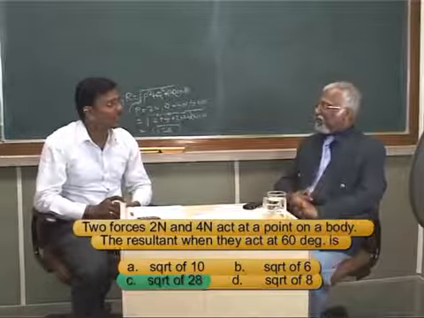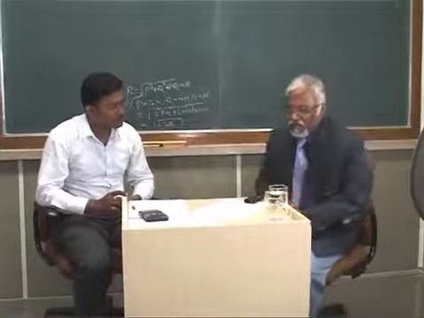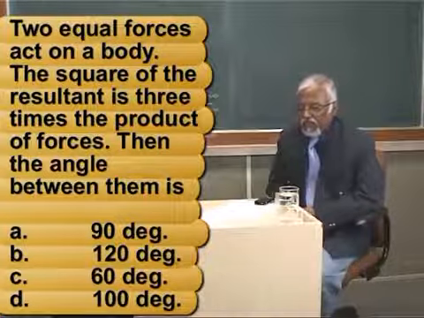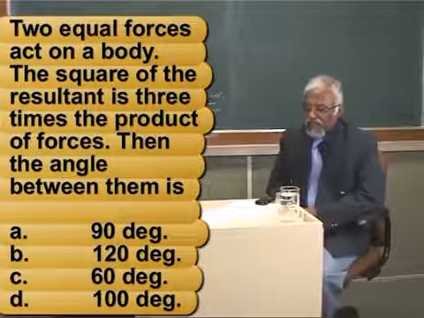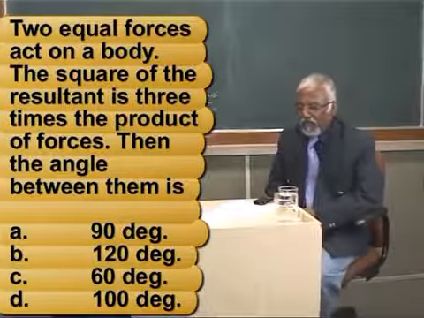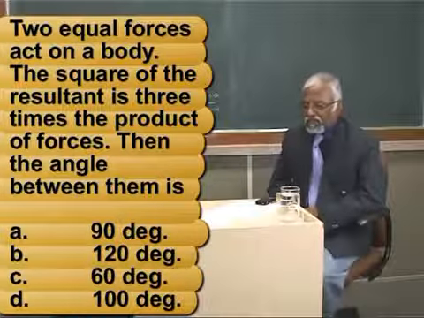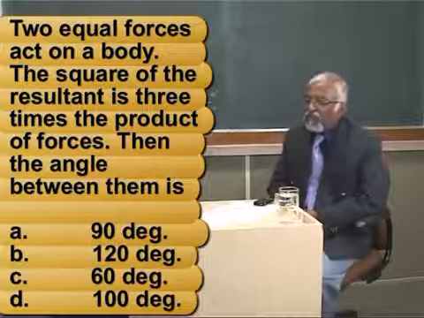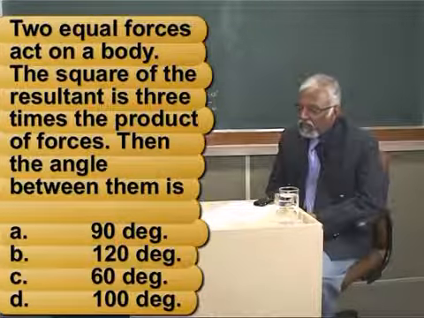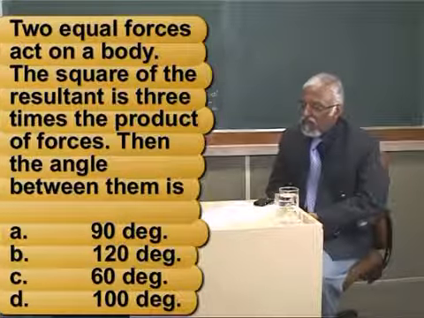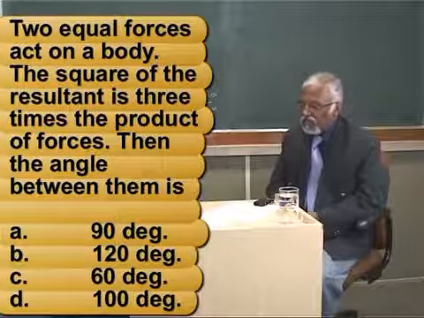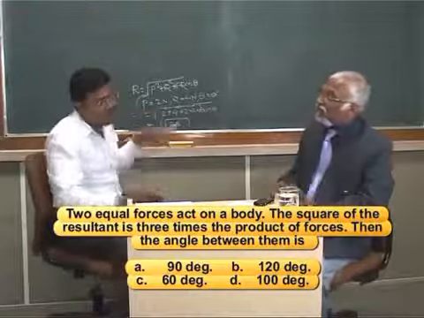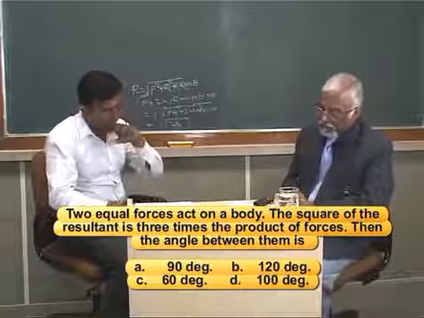Can we go on to the next question? Yes, sir. The next question is, two equal forces act on a body. The square of the resultant is 3 times the product of the forces. Then the angle between them is: the first option is 90 degrees, the second option is 120 degrees, the third option is 60 degrees, and the fourth option is 100 degrees. The time has already started.